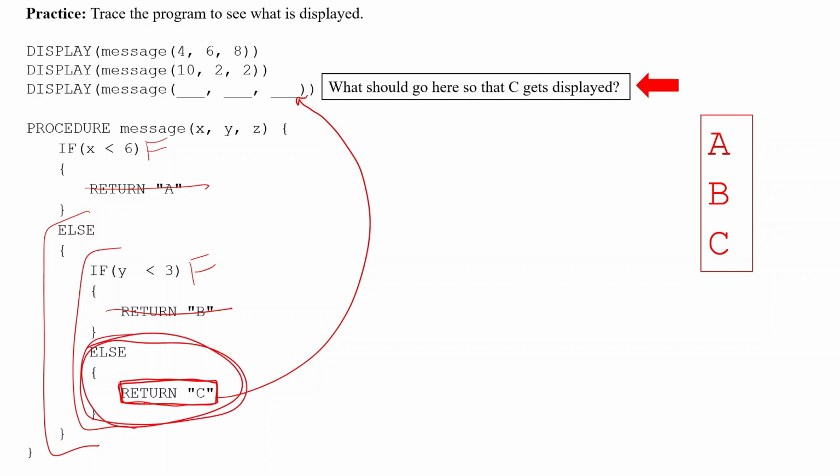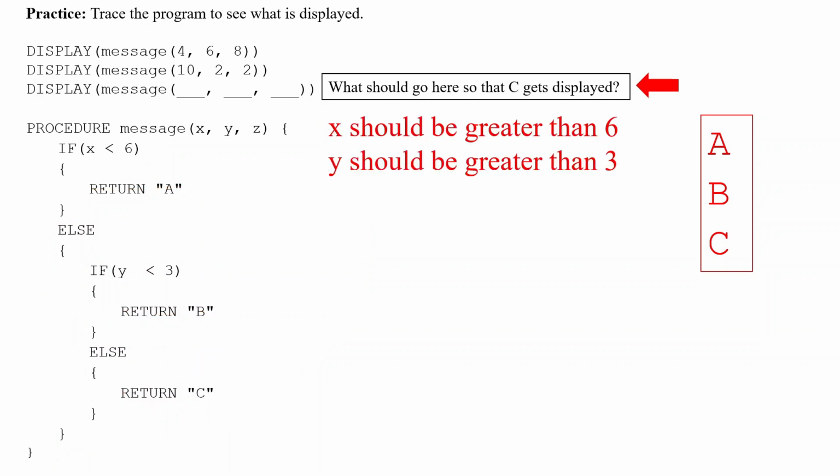Okay. So I need to choose 3 numbers. X has to be greater than 6 and Y should be greater than 3. Because those values would give me false and false for both of them. And it actually doesn't matter what Z is in this situation. Z could be any number, and I would display C as long as X is greater than 6 and Y is greater than 3. So I did 7, 4, and 10, but X as long as it's greater than 6, Y as long as it's greater than 3, and Z can be anything here. And then C gets displayed.